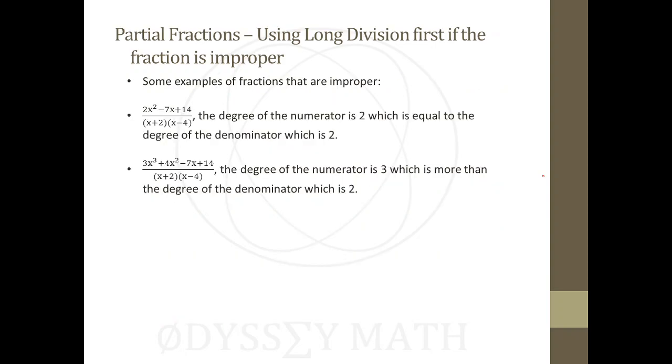Let's go through some examples of fractions that are improper. For this fraction over here, we can see that the degree of the numerator is 2, which is equal to the degree of the denominator, which is 2. Therefore, this fraction is improper. For this fraction over here, the degree of the numerator is 3, which is more than the degree of the denominator, which is 2. Therefore, it is improper as well.